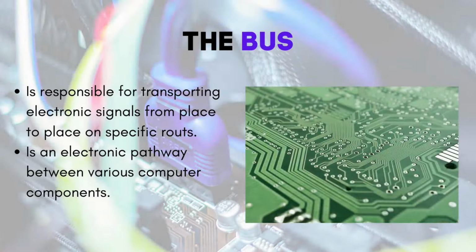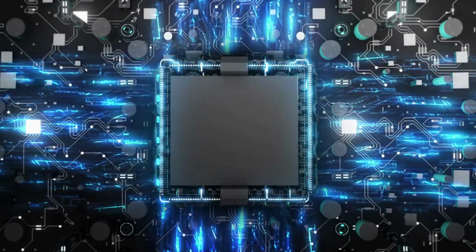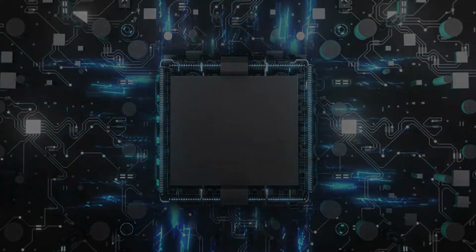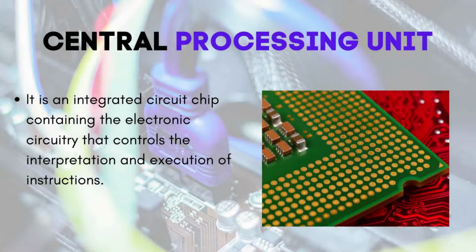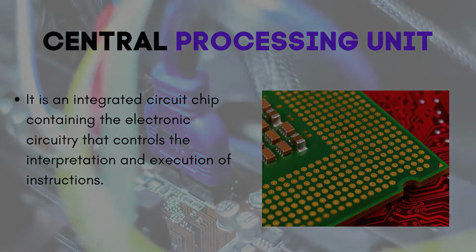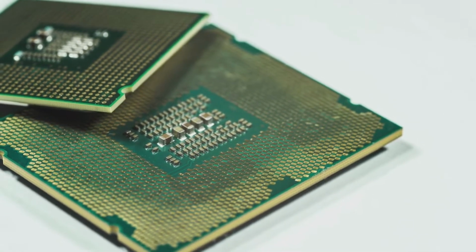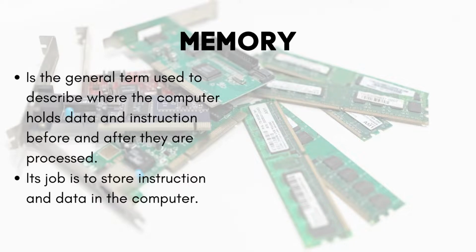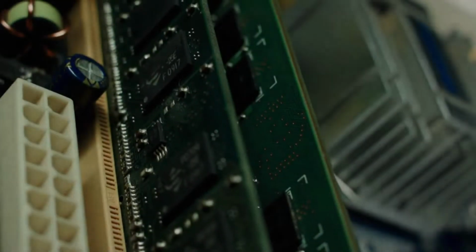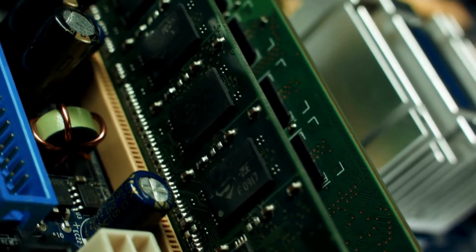The bus is responsible for transporting electronic signals from place to place on specific routes. It is an electronic pathway between various computer components. Central processing unit: it is an integrated circuit chip containing the electronic circuitry that controls the interpretation and execution of instructions. Computer memory is the general term used to describe where the computer holds data and instructions before and after they are processed. Its job is to store instructions and data in the computer.